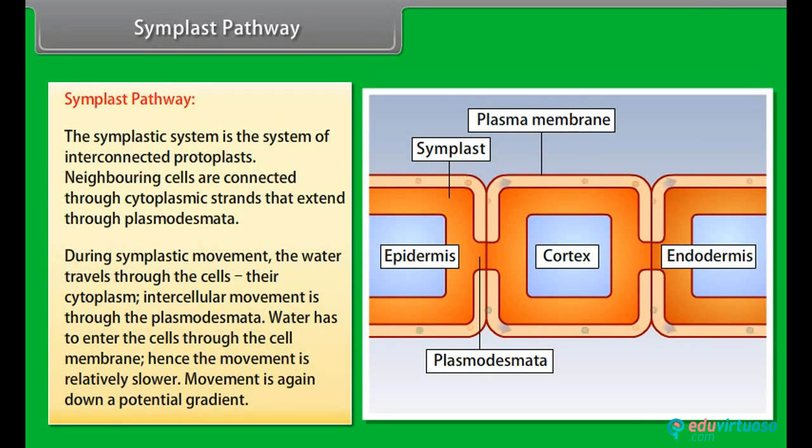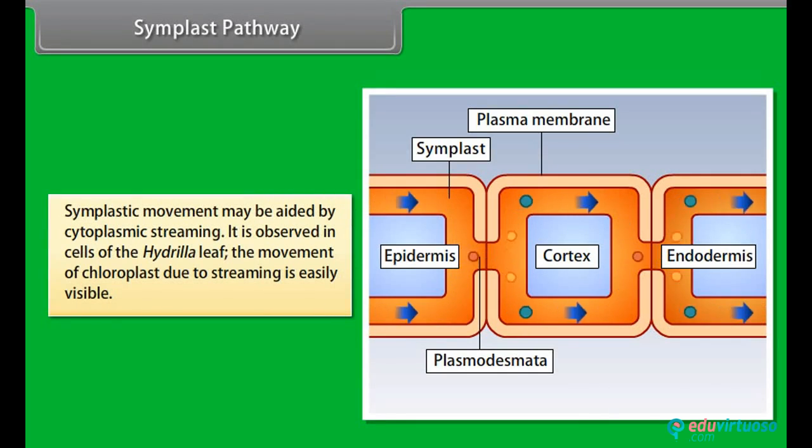Water has to enter the cells through the cell membrane, hence the movement is relatively slower. Movement is again down a potential gradient. Symplastic movement may be aided by cytoplasmic streaming. Cytoplasmic streaming is observed in cells of the hydrilla leaf. The movement of chloroplast due to streaming is easily visible.